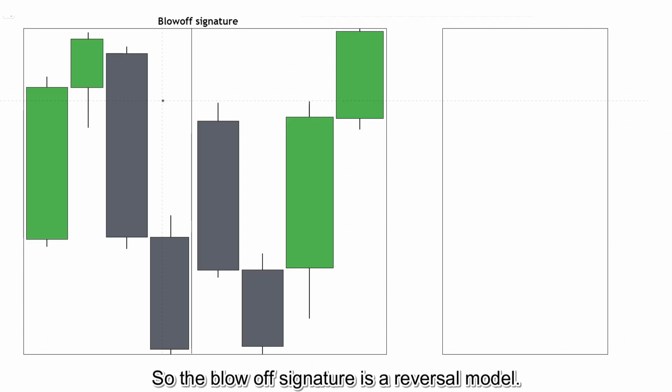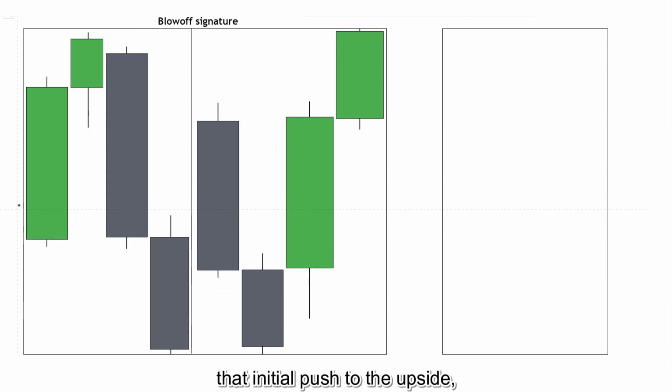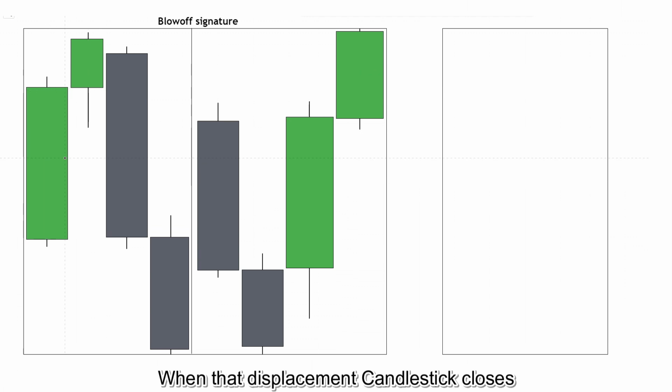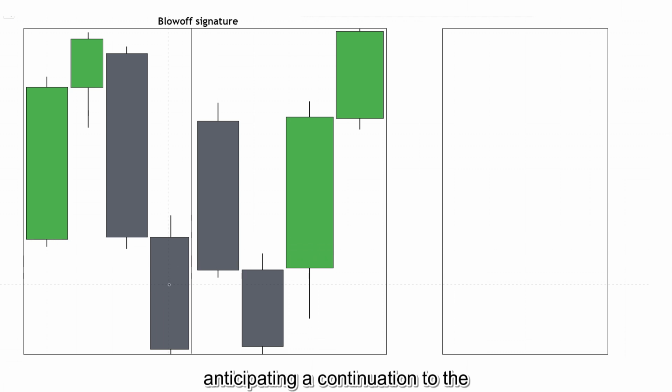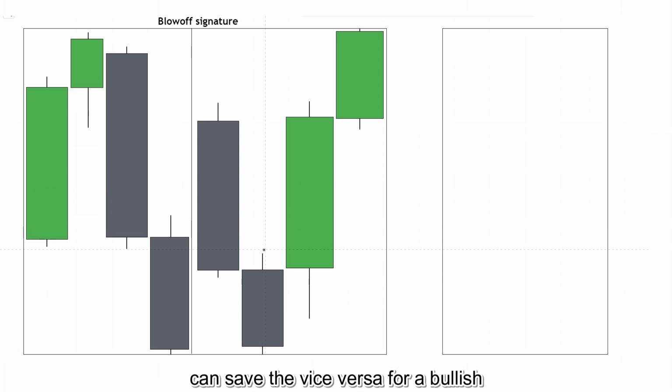So the Blowoff signature is a reversal model. This is a candlestick pattern where we get that initial push to the upside, followed by an accumulation candlestick, then a strong displacement candlestick covering the initial push higher. When that displacement candlestick closes right here, we can immediately take our trade idea on the next candlestick opening, anticipating a continuation to the downside. Stop loss back above the displacement candlestick high, targeting opposing liquidity below. And you can say the vice versa for a bullish stance.